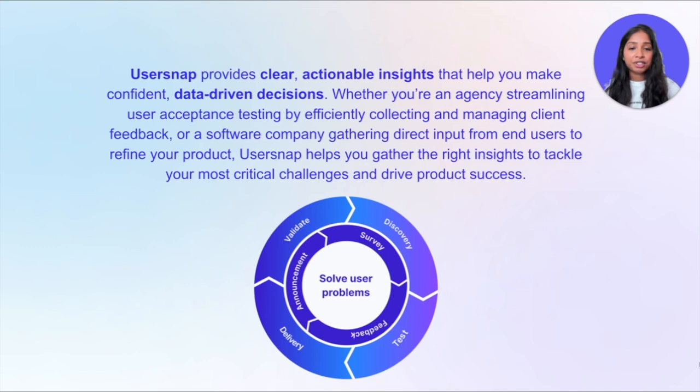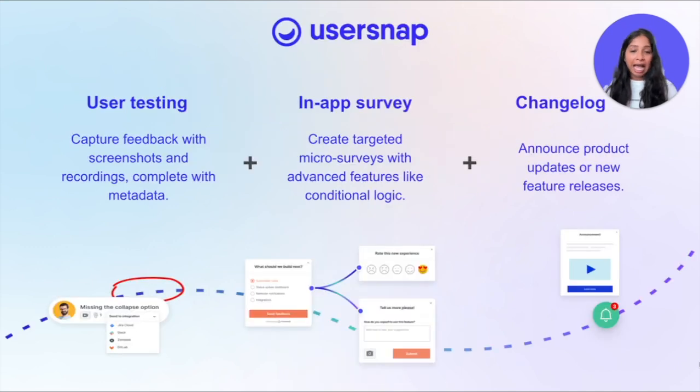With Usersnap, you can easily capture feedback with screenshots and recordings, complete with metadata, the data that you need on your customers. Create micro-targeted surveys with advanced features that you expect, like conditional logic, and announce product updates and new feature releases all within one product. Plus, you could explore tools like public board or AI capabilities and much more within the Usersnap platform. So let's jump into the platform and take a look at what we could do.